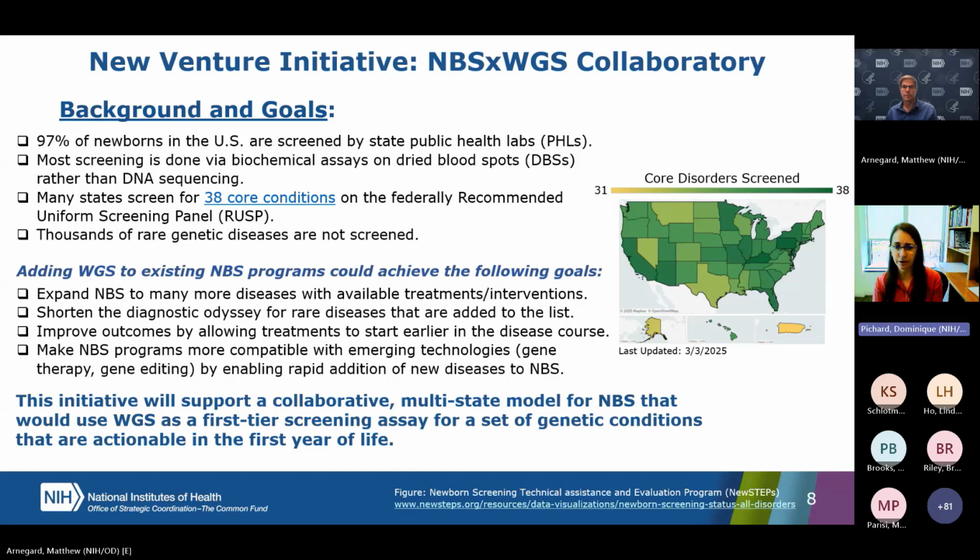Expand newborn screening to more diseases with available treatments and interventions early in life. Shorten the diagnostic odyssey for rare diseases that are screened for. Improve outcomes for included conditions by allowing treatments earlier in the disease course. And make the newborn screening programs more compatible with emerging genetic medicines by enabling rapid addition of new conditions to the newborn screening program as treatments become available. This initiative will support a collaborative, multi-state model for newborn screening that would use a whole genome sequencing platform to support a first-tier screening assay for a set of genetic conditions that are actionable in the first year of life. Next slide.